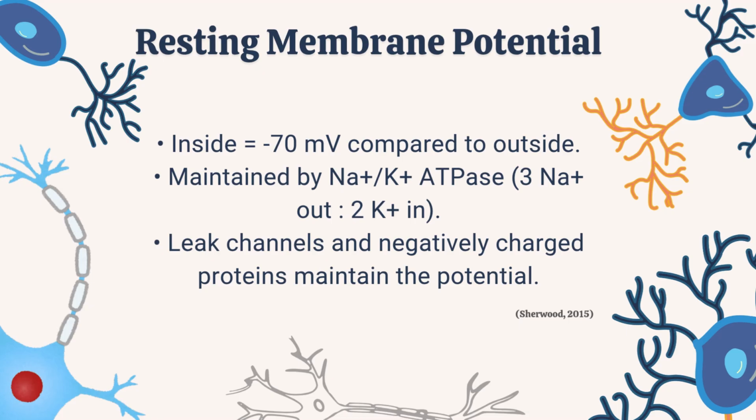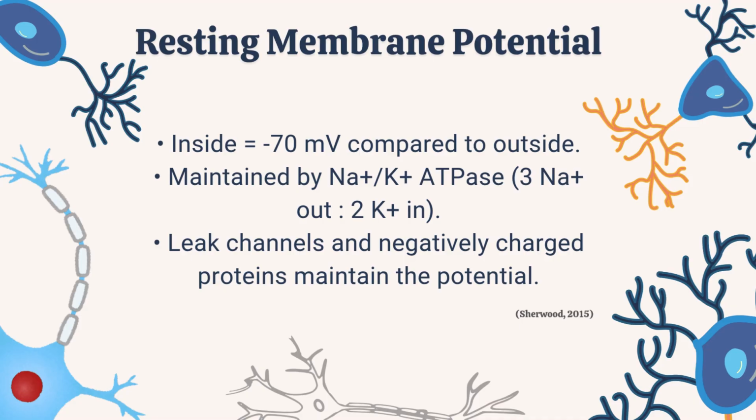The resting membrane potential. Inside of the cell is about negative 70 mV compared to the outside. It's maintained by the Na+/K+ ATPase, which moves 3 Na+ out and 2 K+ in. The leak channels and negatively charged proteins maintain the potential. At rest, a neuron is like a charged battery. Inside is going to be that negative 70 millivolts relative to the outside.